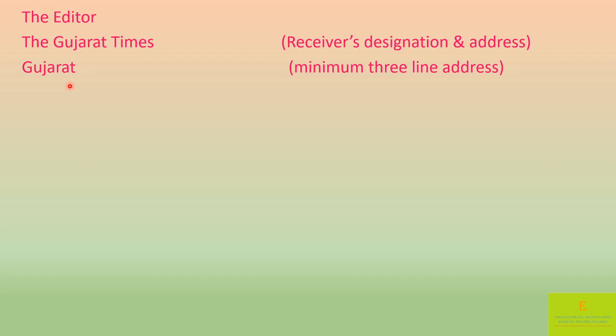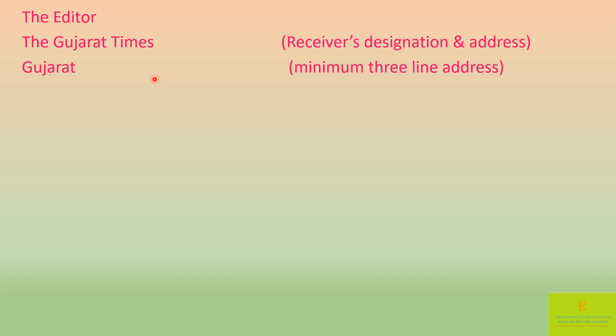Now, in case again the name of the newspaper is not given in the question, if it is written that you have to write it to a national daily. Now, this is the mistake that many of the children do in their exam. So, if it is written, write a letter to the editor of a national daily, what they write in place of this Gujarat Times, they write national daily. So, remember, national daily is not the name of a newspaper. You have to write the name on your own, any name that is circulated nationwide.